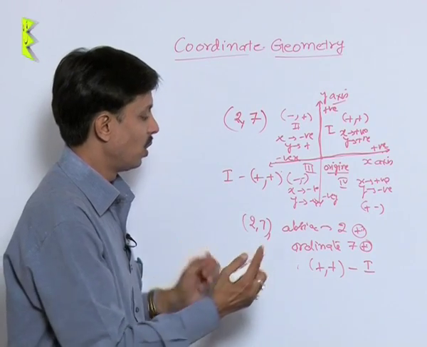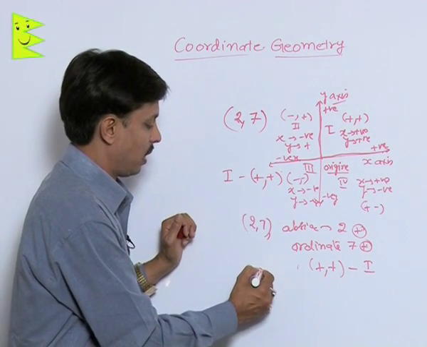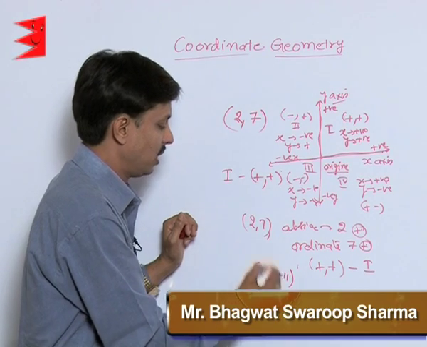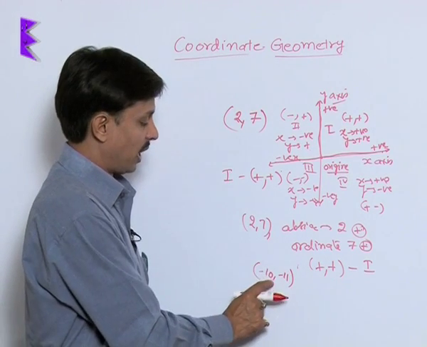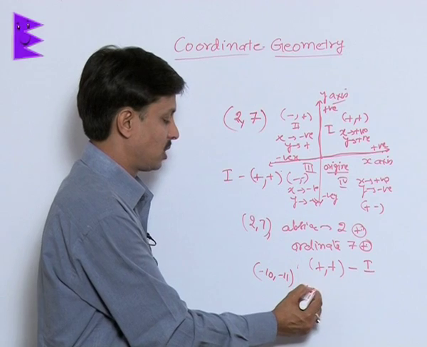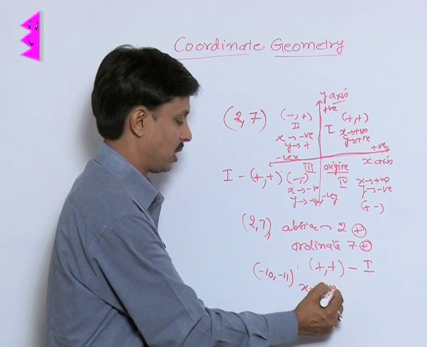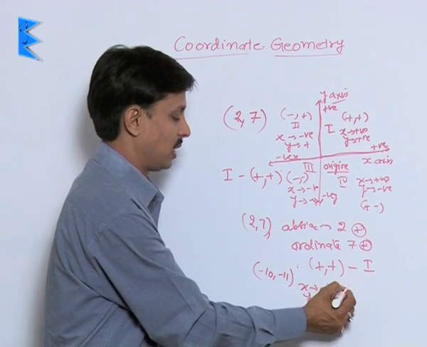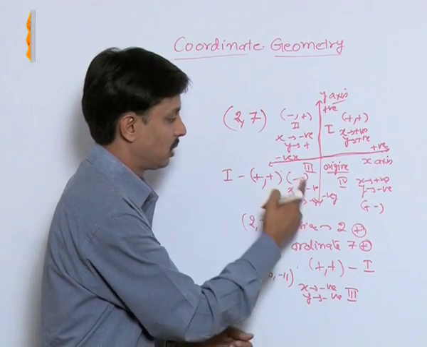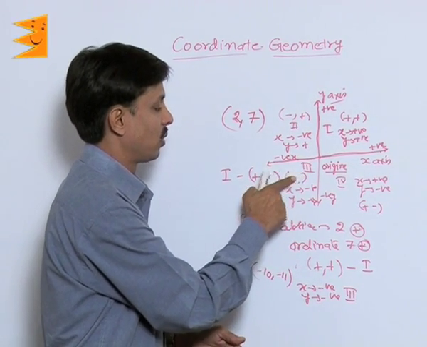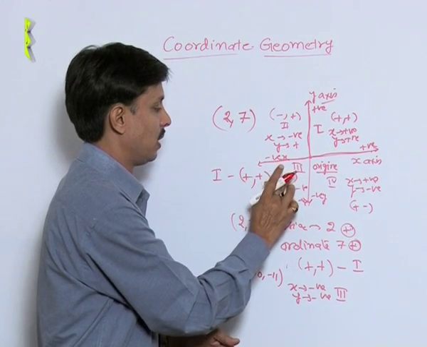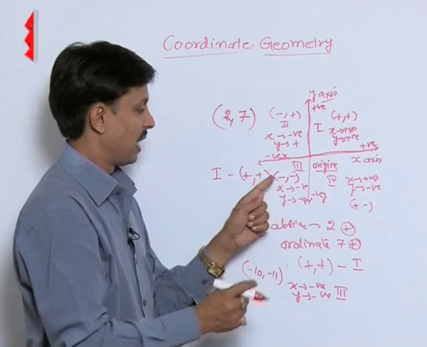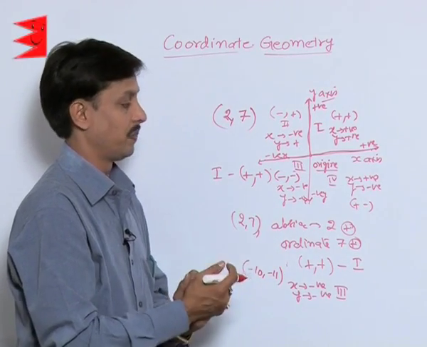Now I ask you where the point (-10, -11) lies. Where does this point lie? Here x is negative, y is also negative. So it lies in the third quadrant, because the third quadrant is made by negative and negative. Both the values of x and y are negative.